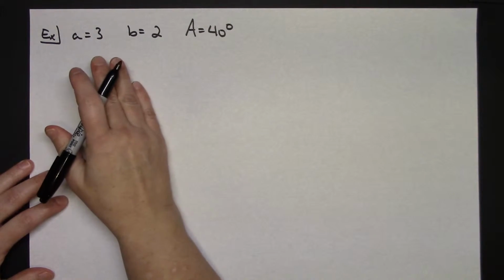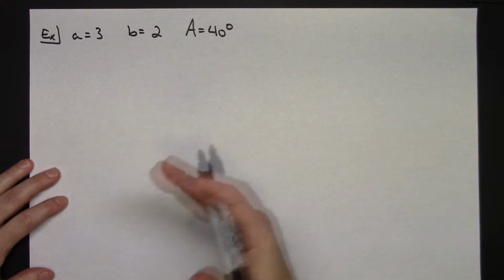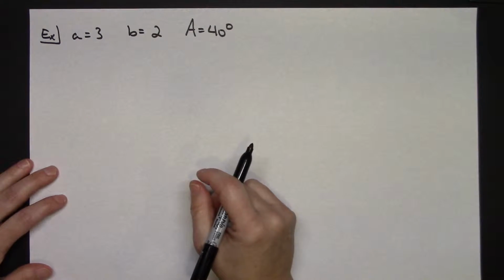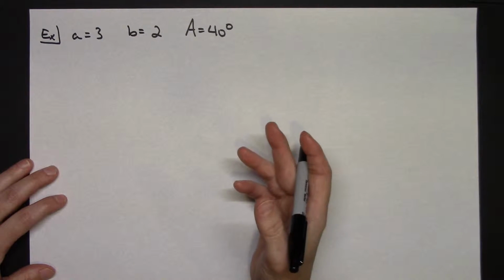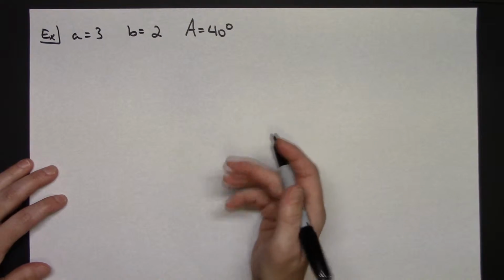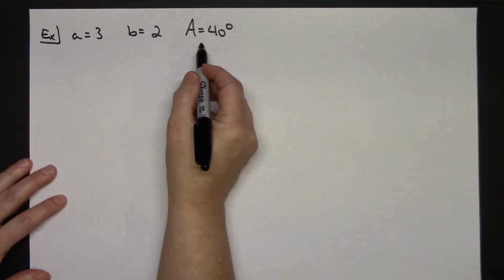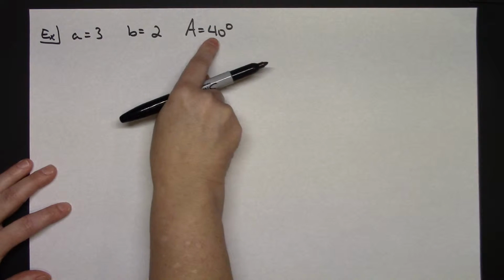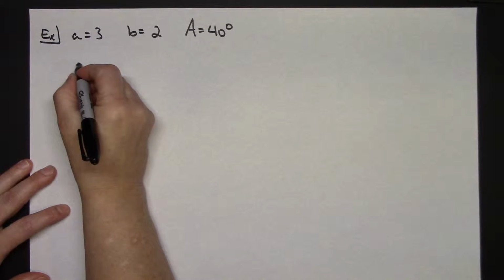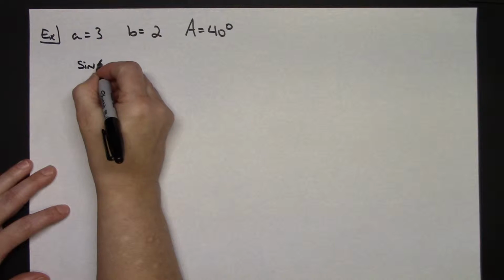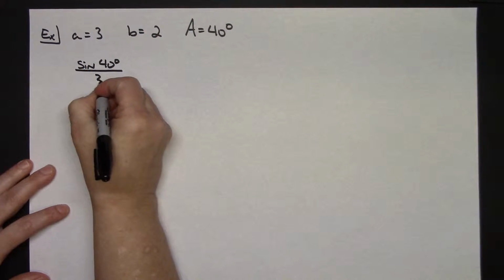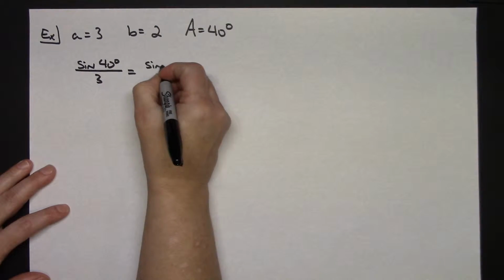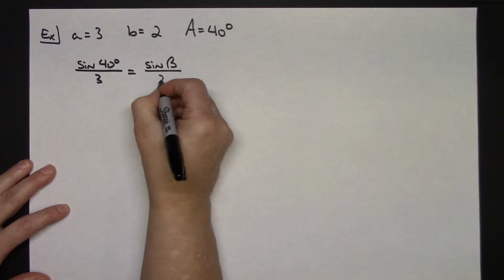So here again, I've got a side-side-angle. I might be thinking ahead of time, hey, I could run into a problem with this, it could be one of these special cases. You're not necessarily going to know what's going to happen until you just start playing with these numbers and see what happens. So I'm going to set up my first proportion. I'm going to use sine A over A because I have two of the same values there. So I'm going to do sine of 40 degrees over 3 equals, I'm given side B, so I want to find the angle, so sine of B all over 2.